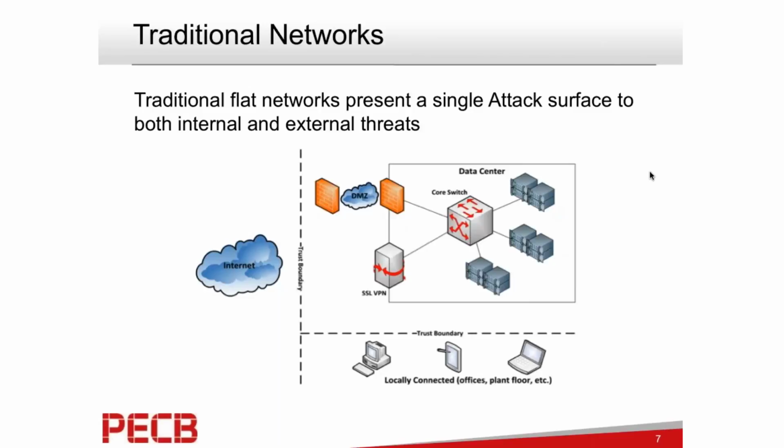I'm introducing here the term attack surface. So what's the attack surface? Usually the attack surface are the points that you are expecting an attack to originate from. In our case here, the attack surface can be from the internet, or it can come from the lower boundary, which are the locally connected office, plant floor, personal devices, and so on.